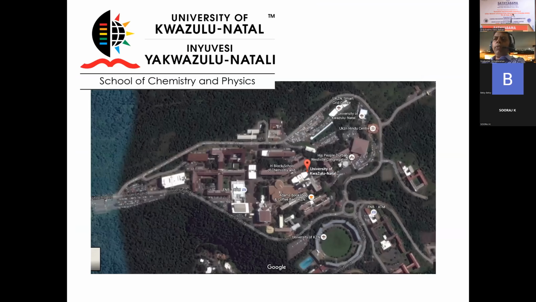We have five different campuses, and we are in the Westville campus. Before, it used to be called the University of Natal, which was built by Indian people for Indian people. But now the government has taken over. That's why the name has been changed to University of KwaZulu-Natal. So our building is here, the School of Chemistry and Physics. I just want to show you this building. You will see it later in the light with the laser in the background of the building.